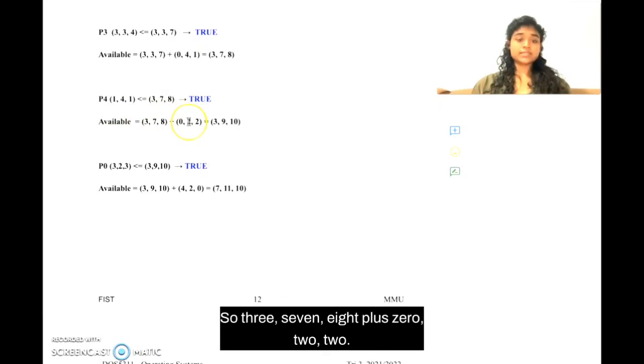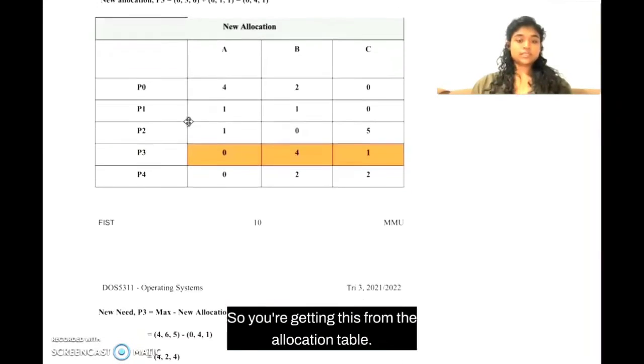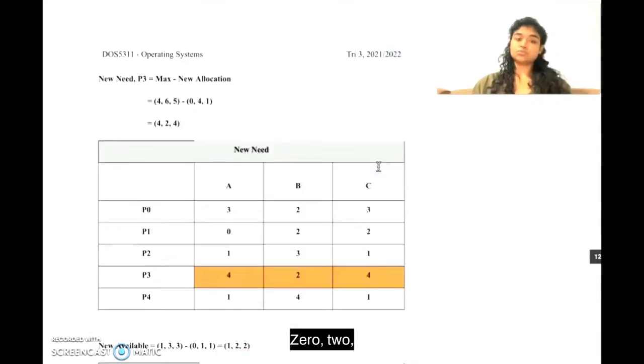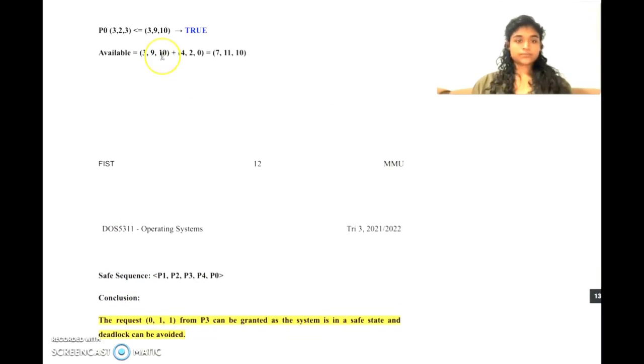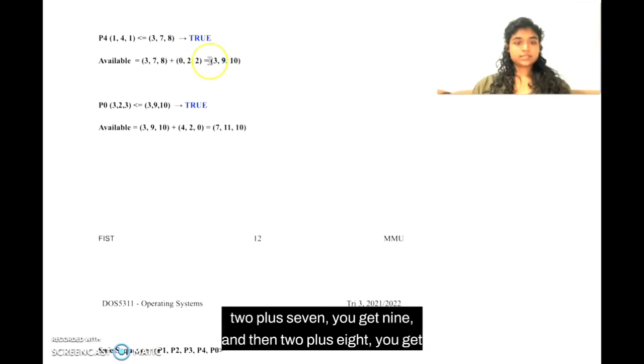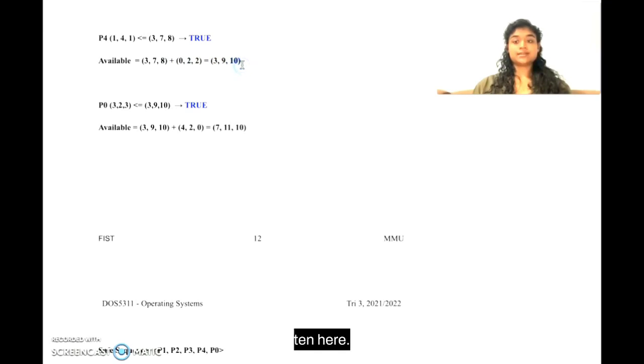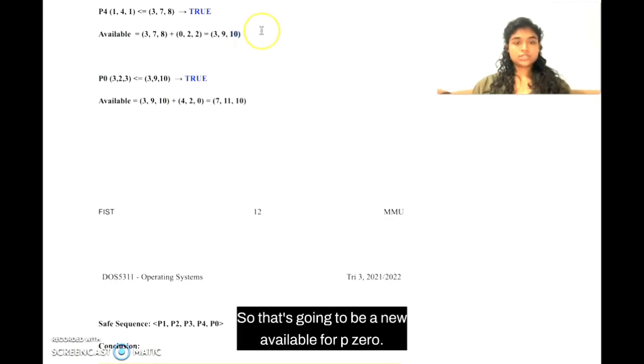So we're going to add in a new available. So 3, 7, 8 plus 0, 2, 2. You're getting this from the allocation table. 0, 2, 2. Here. 0 plus 3, 3. 2 plus 7, you get 9. And then 2 plus 8, you get 10. So that's going to be your new available for P0.